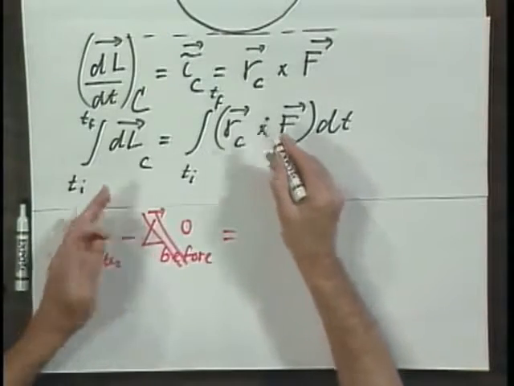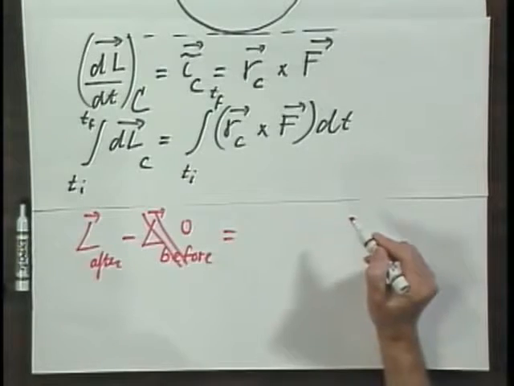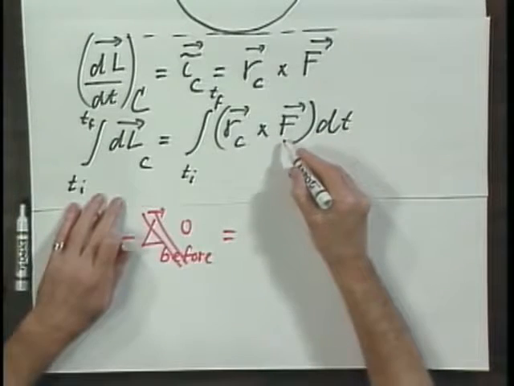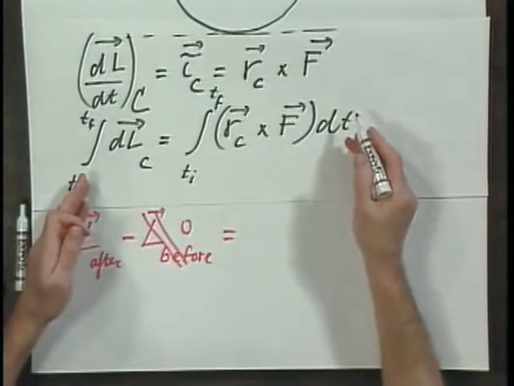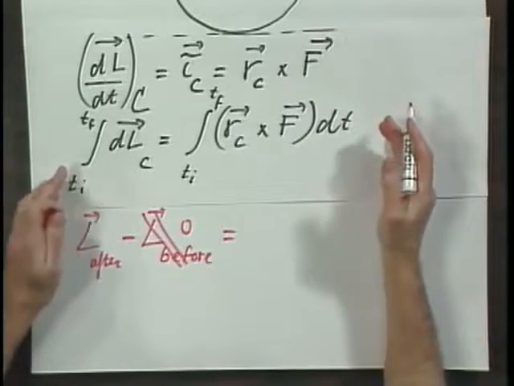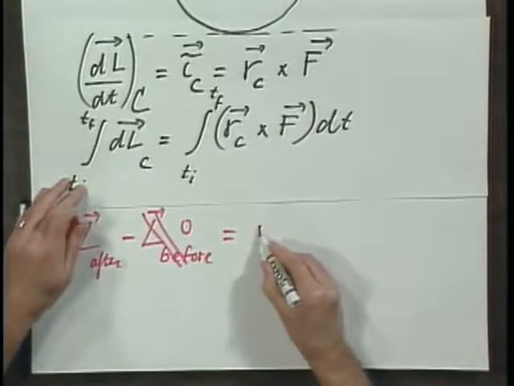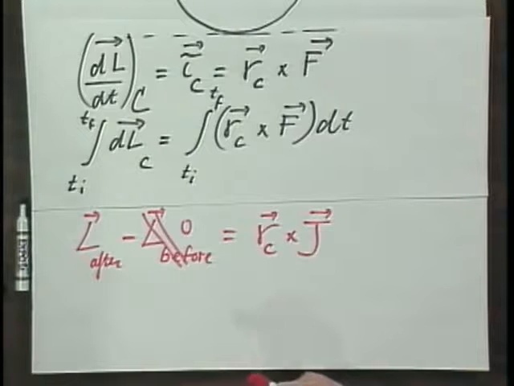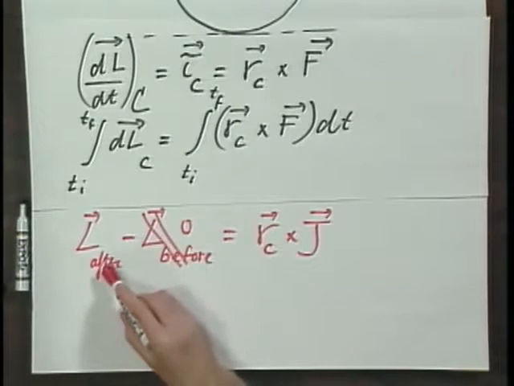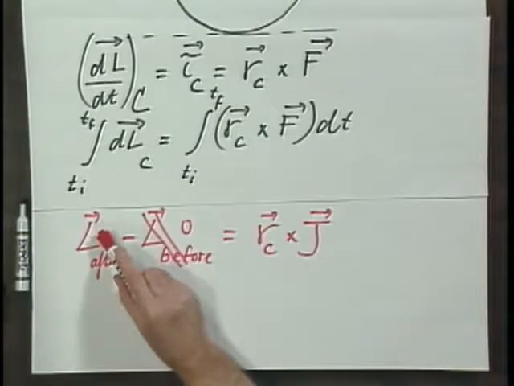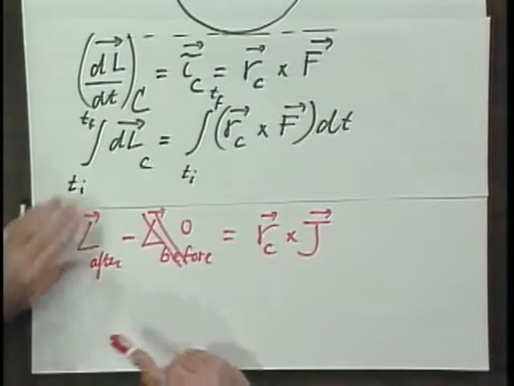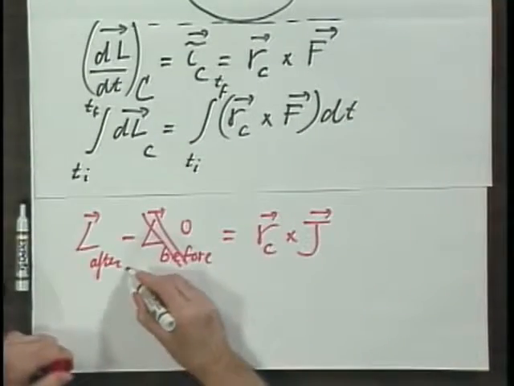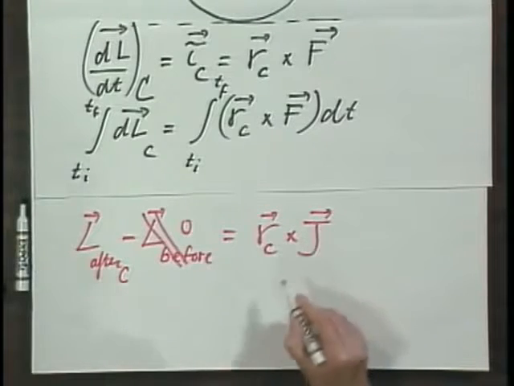So that equals now this integral. You can take r_C outside the brackets, if you want to think of it that way. The integral from t initial to t final of F dt, that integral, per definition, is J. That's the impulse. So this integral would be r_C cross J. So we now have a very simple result that this vector, angular momentum about the center of mass, I can write a C here, equals r_C cross J.